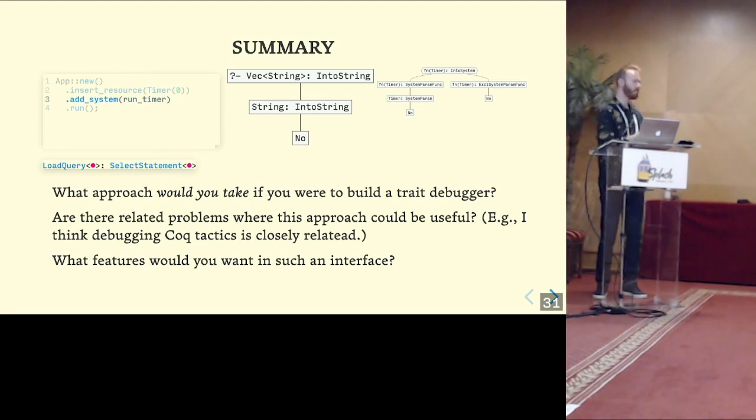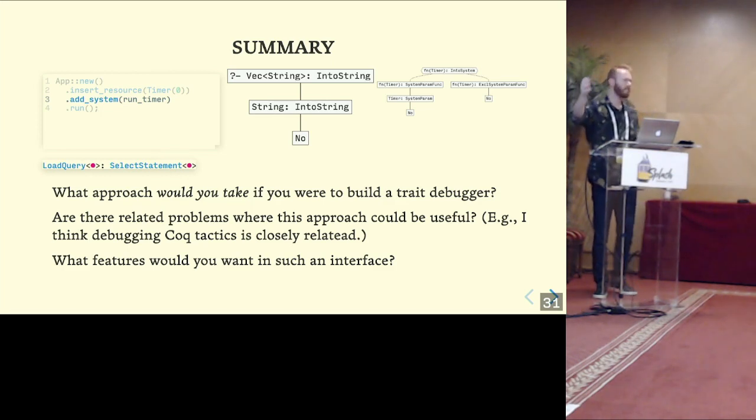And we ask you, the HATRA community, the human aspects people, how would you design a trait debugger? Like, am I taking this from the wrong direction? Are there other related problems where this approach could be useful? I was talking to someone recently about debugging Coq tactics, which shares a lot of similarity. And then also, if you were to want to use a tool like this, what sort of features would you hope that this interface has? And I hope we can open up for discussion. Thank you for listening.